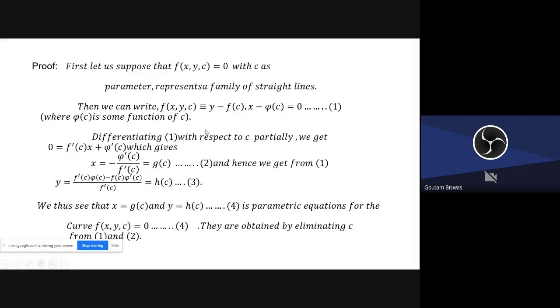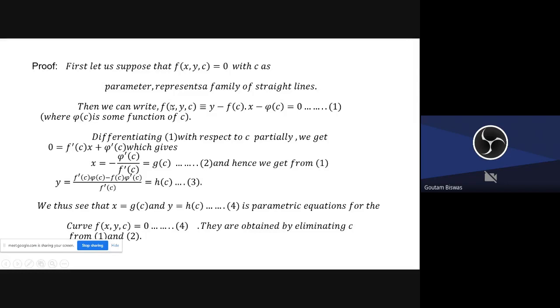Then we can write f(x, y, c). It is not an equality sign, it is an equivalent sign. So y minus f(c) into x minus phi(c). We generate some f(c), which has the same expression, and phi is another. So say x square plus a whole square is equal to 1, suppose. You can always represent it in this form, where phi(c) is some function of c. We will do that afterward. You can see that every equation of this form can be represented in this form.